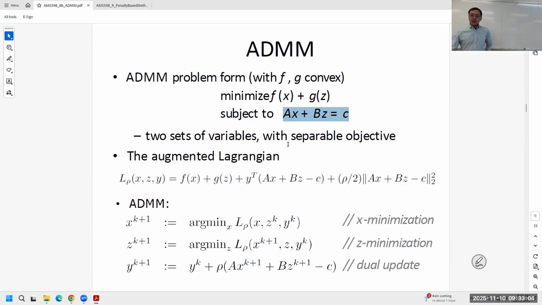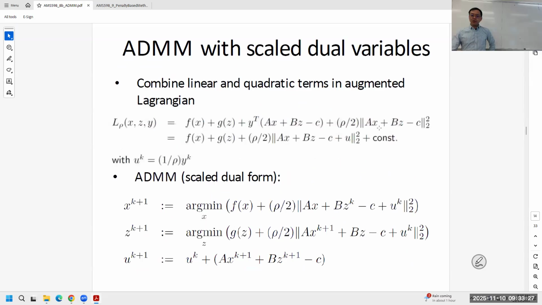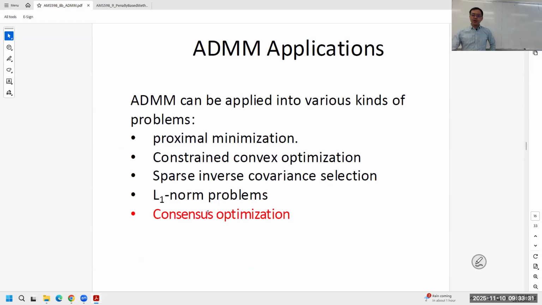Now, using this ADMM method, we can separate the problem into two sets of parameters. But this is not where the real parallelization comes from, because this only holds if your parameter space can be separated into two sections. The parallelization comes in when we use the so-called consensus optimization.